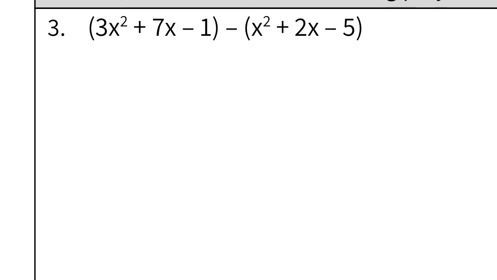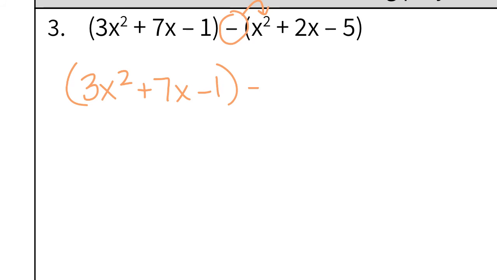I have 3x squared plus 7x minus 1, then minus the polynomial x squared plus 2x minus 5. So if I follow the steps from above, the first thing we need to do is get this minus sign and distribute it to everything that's after it. Since we're not doing anything to the first polynomial, I'm just going to rewrite it. Right, that's my first polynomial.